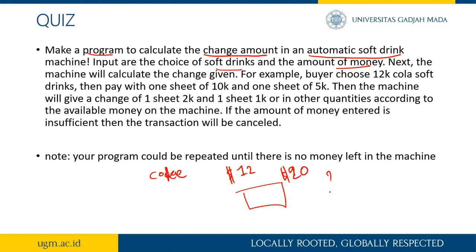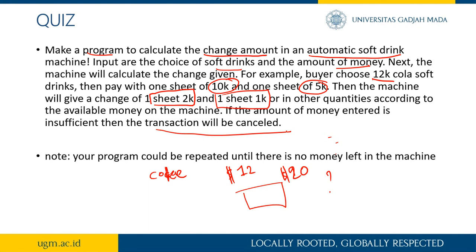So this is another example. The price is 12, pay with one sheet of 10,000 and 5,000. So how much change will be given by the machine? For example, a single sheet of 2,000 and a single sheet of 1,000, etc. If the amount of money entered is insufficient, the transaction will be cancelled.